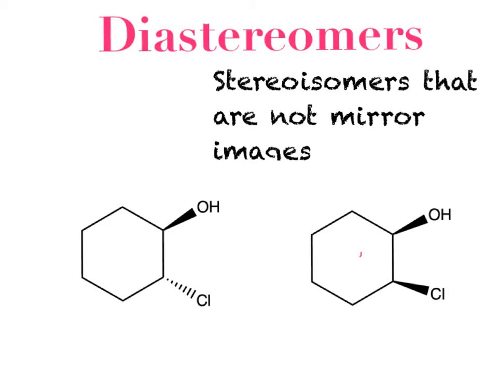So now, if we look at diastereomers, diastereomers are essentially stereoisomers that are not mirror images of each other. So, for example, if we look at the same molecule, the last one from the last slide, we'll see that the diastereomer looks like this. It doesn't matter whether you change this stereocenter or this stereocenter, but they should not be mirror images of one another.